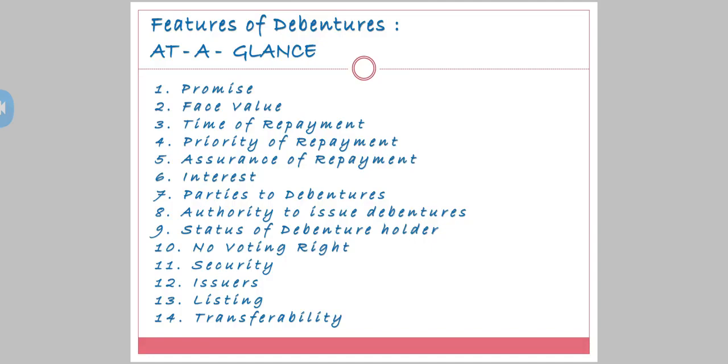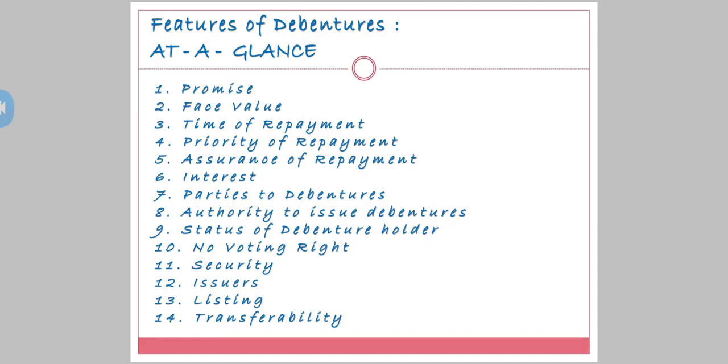10th one, no voting right. Debenture holders have got no voting right. 11th one, security. Security by having a fixed charge over the asset or the floating charge. 12th one, issuer. Who can issue? Both the companies, public as well as private company, can issue debentures.